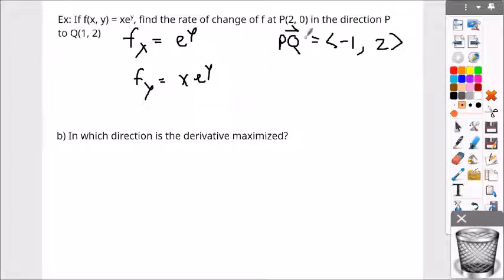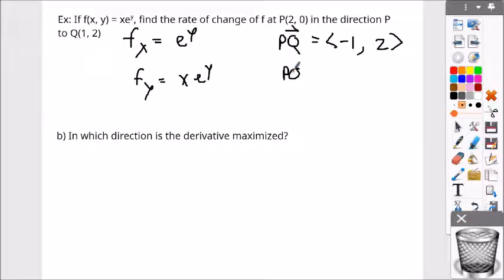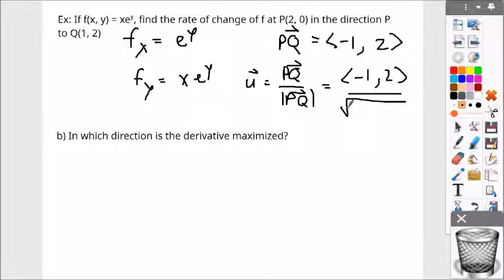So that's the direction. Now, we don't really want that though. What we want more is a unit vector. Let's use a unit vector. Right, so what's the unit vector? The unit vector is that vector divided by its magnitude. What will that get you? That will get you negative 1, 2 on top, over the square root of 1 squared plus 2 squared, which is exactly the square root of 5.